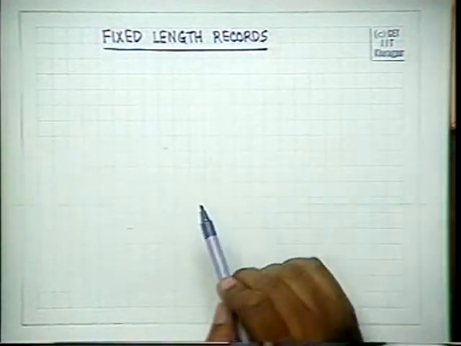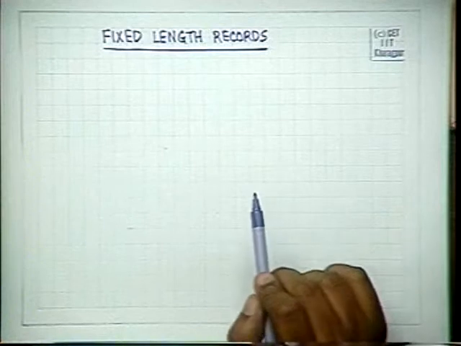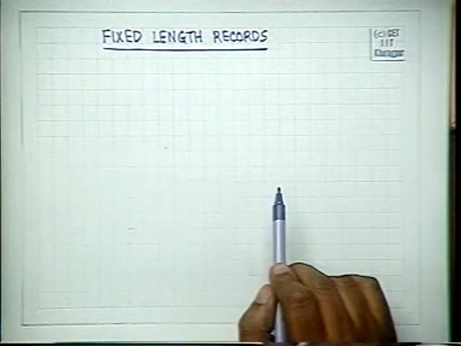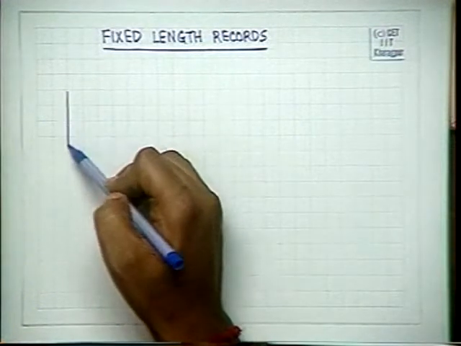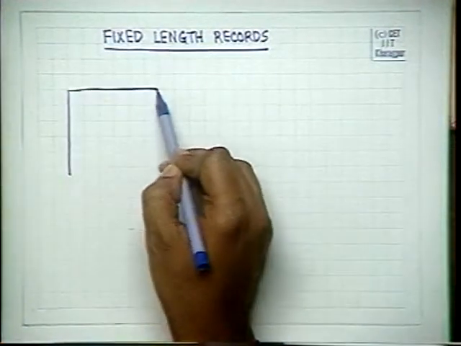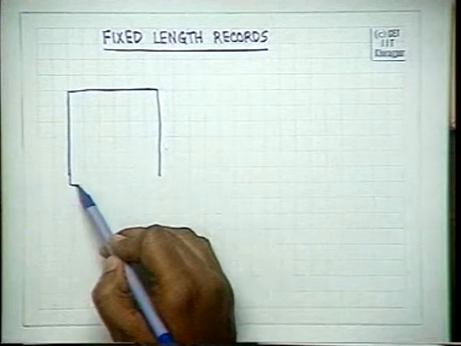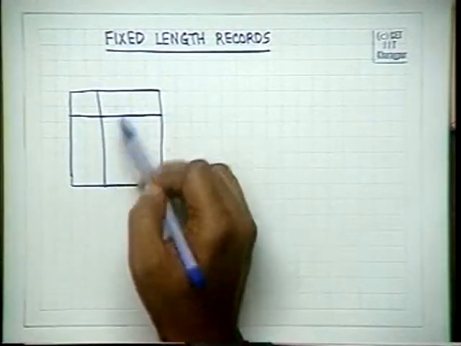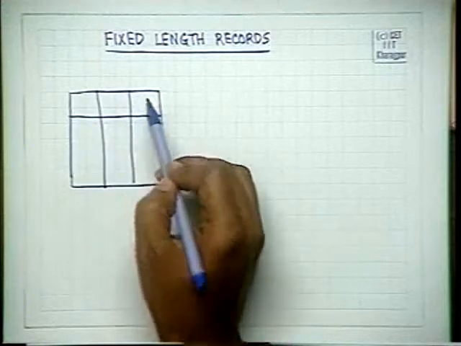Fixed length records will come up in various ways. So let us first see how records come up. Records are a direct consequence of the tables. We have got a table which has been logically designed, and once we have a table, this table has got certain attributes, and each attribute has got a certain type.